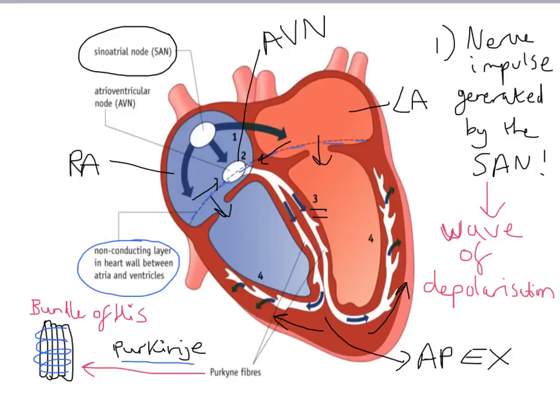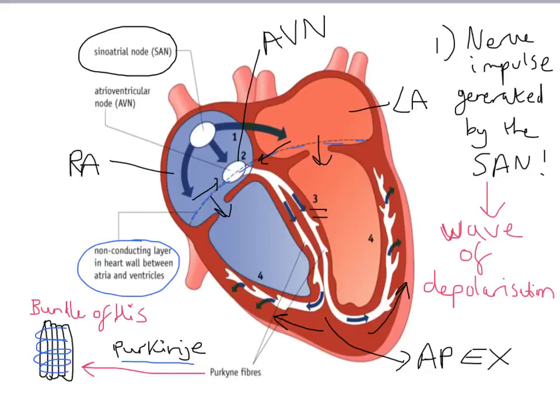So number 1, the sinoatrial node, or the pacemaker, generates electrical impulse which spreads across both atria, causing them to contract, and that allows blood to be pushed from the atria into the ventricles. After a short delay, the AVN, the atrioventricular node, generates a nerve impulse that passes down the Purkinje fibres in the septum of the heart to the apex, to the base. And it passes it to the base to provide the best sort of contracting force, if you like.